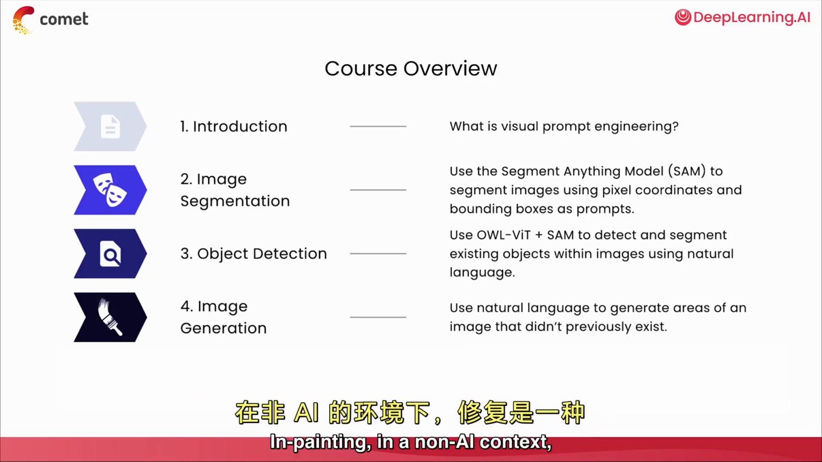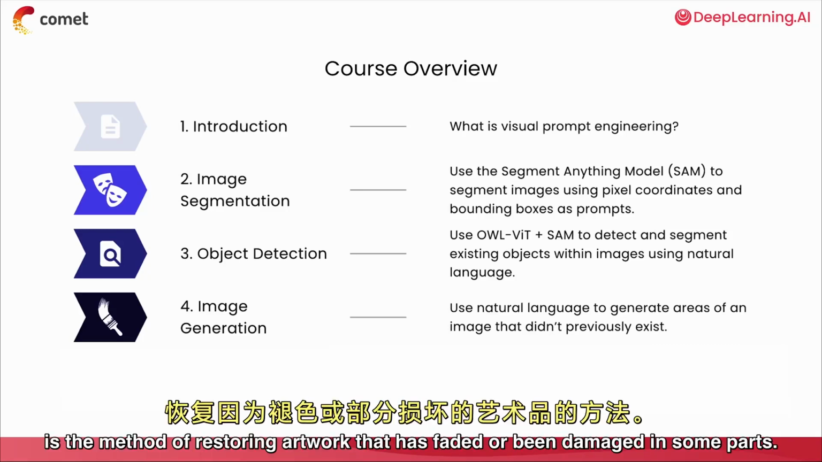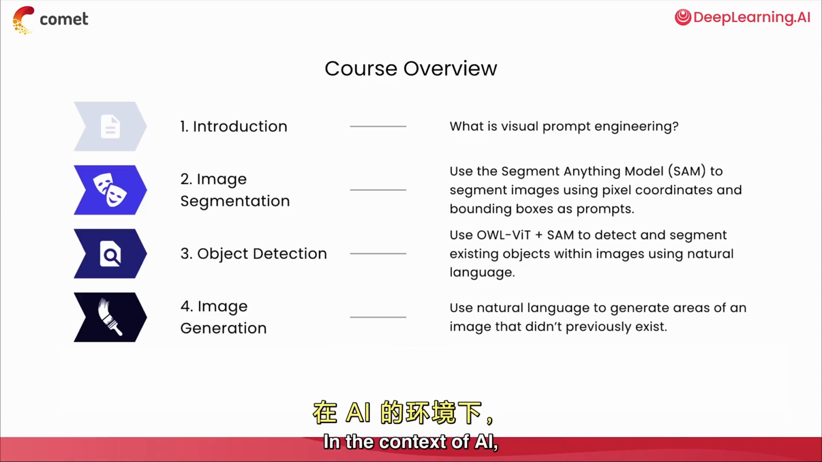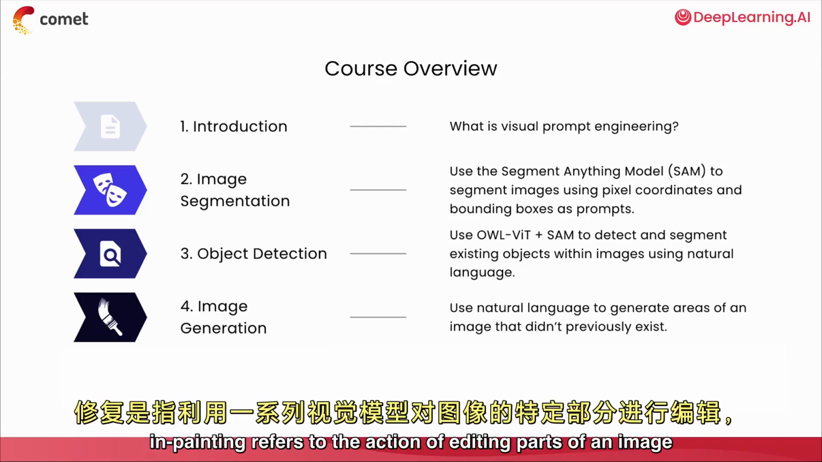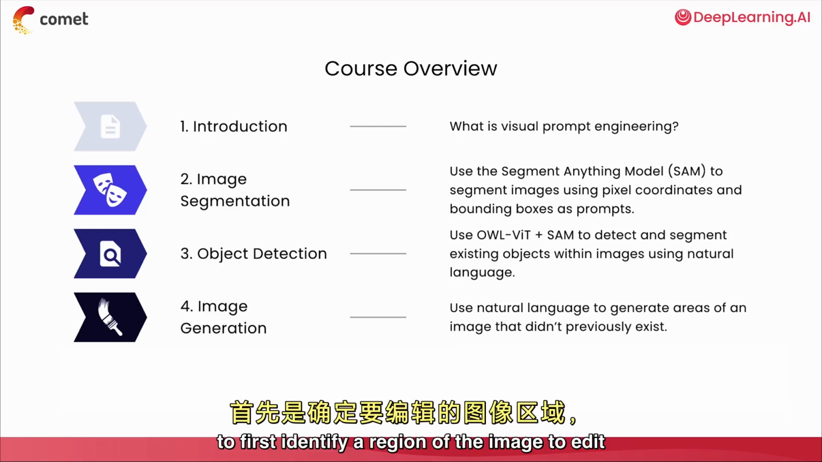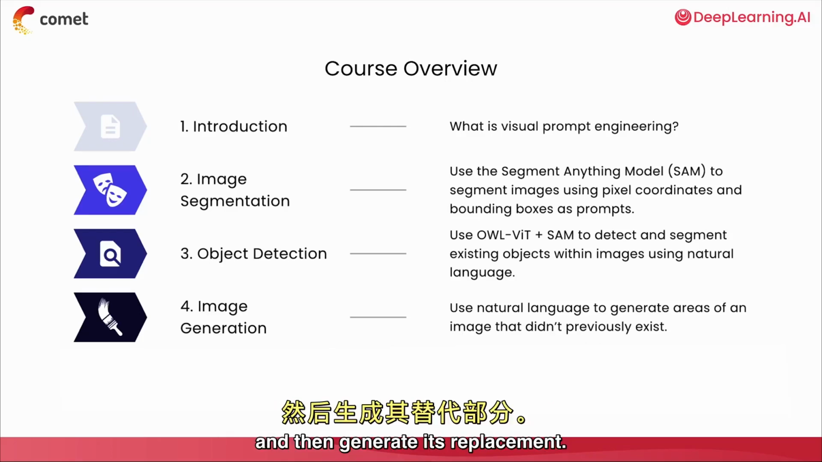Next, you'll perform in-painting with AI. In-painting, in a non-AI context, is the method of restoring artwork that has faded or been damaged in some parts. In the context of AI, in-painting refers to the action of editing parts of an image using a series of vision models to first identify a region of the image to edit and then generate its replacement.